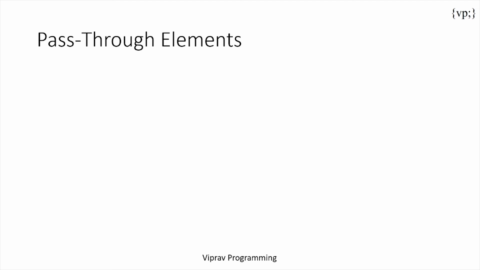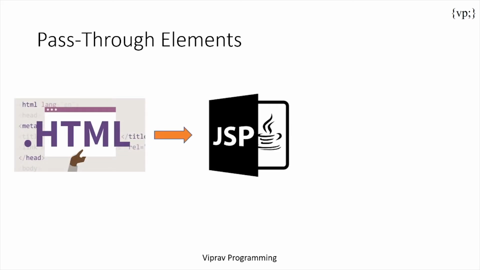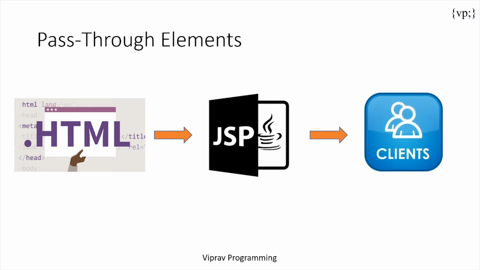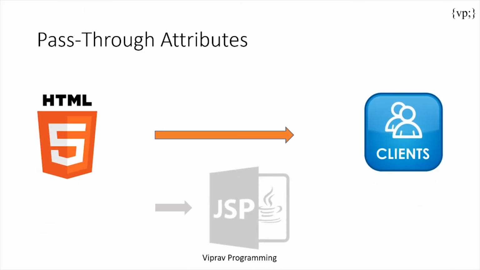Now the first thing we'll take a look at is pass-through elements. It allows you to use HTML5 tags and attributes, but treat them as JSF components. This means that it's possible to code in HTML, but convert it into a JSF page. Then there's pass-through attributes. It allows you to pass HTML5 or other attributes straight to the rendered output. In this case, it's our clients.